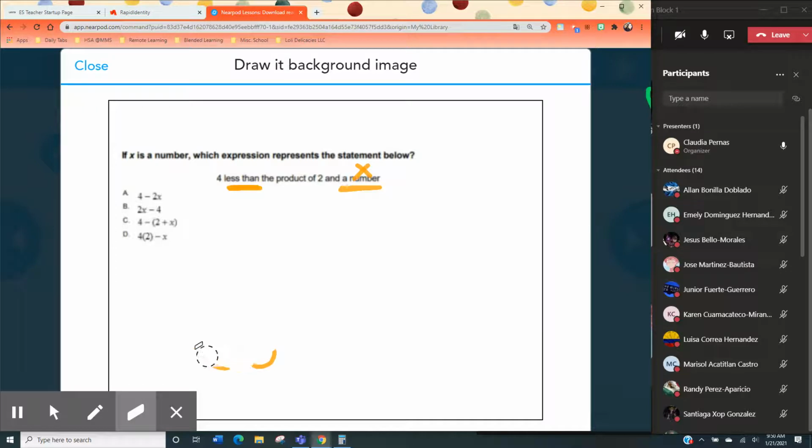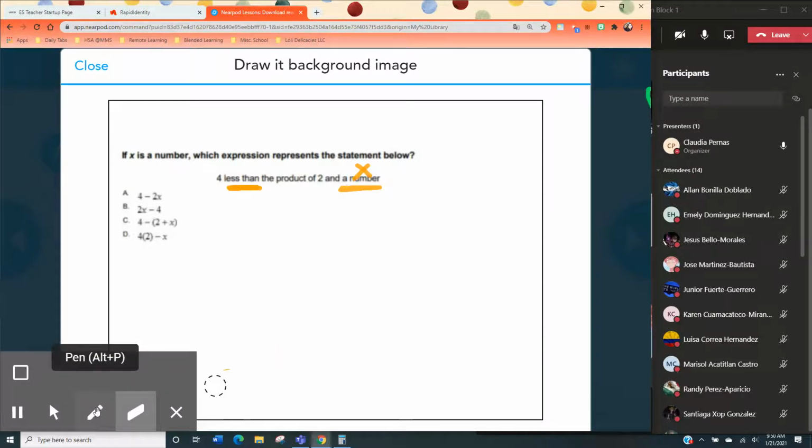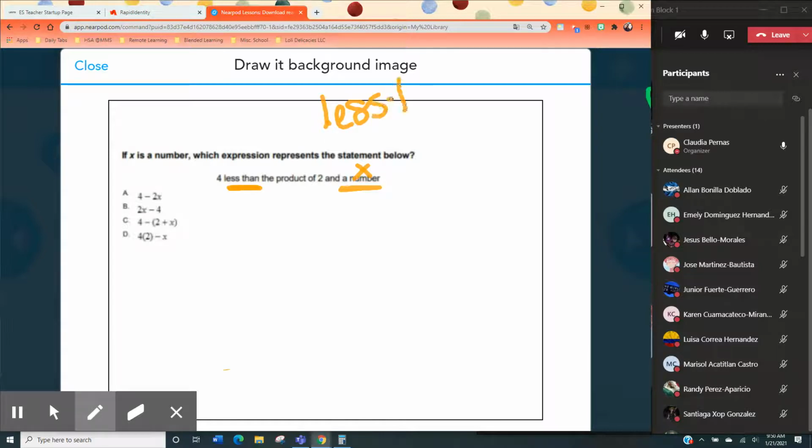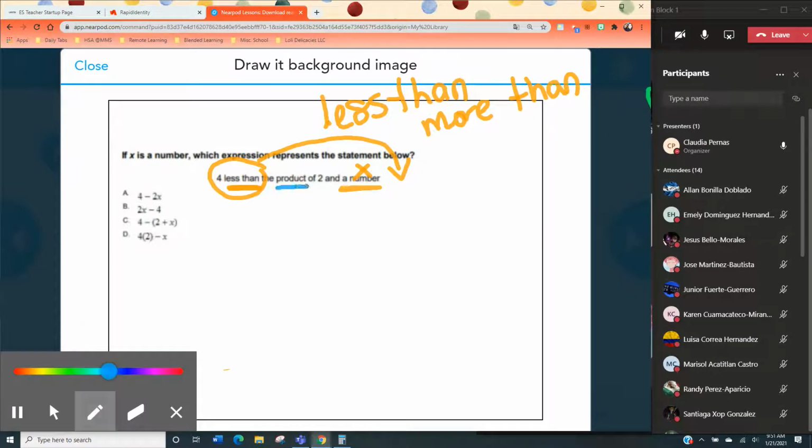When you see words like more than and less than, you're putting that after the fact. So I'm actually thinking of this as this goes after this. For most of us, we got the word product right. Product would mean that I'm going to be multiplying. So 2 and x would look like this.